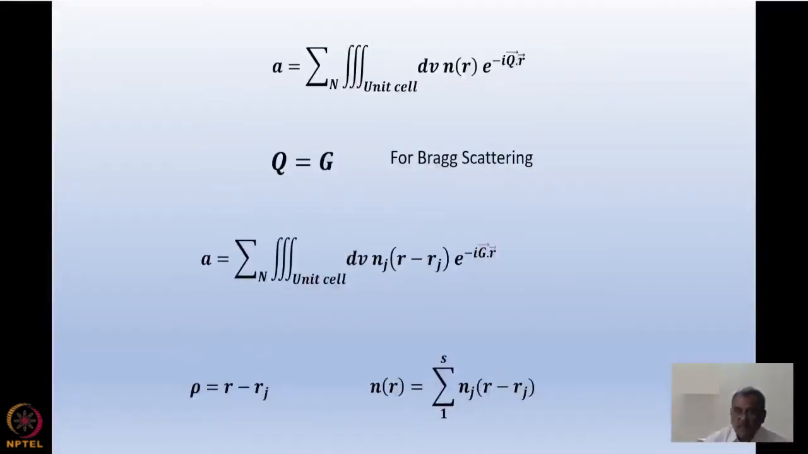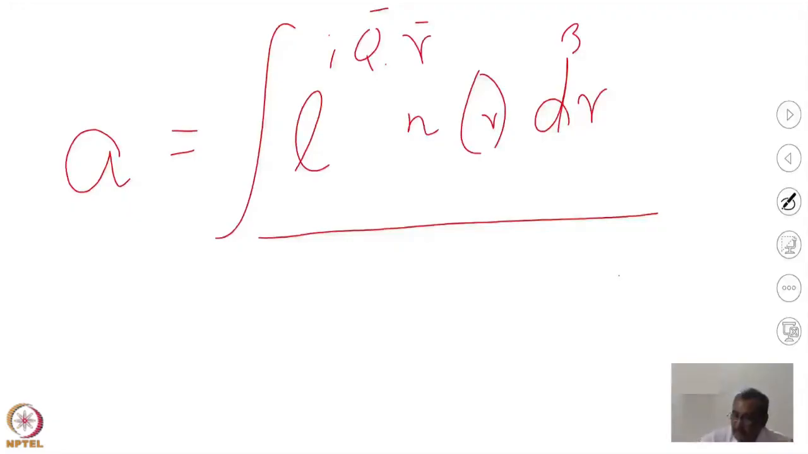So when I write that it is a Fourier transform over the entire crystal, the crystal consists of a lattice. So it's a combination of unit cells.